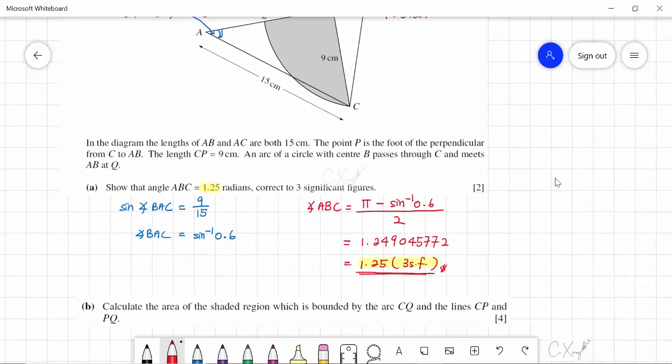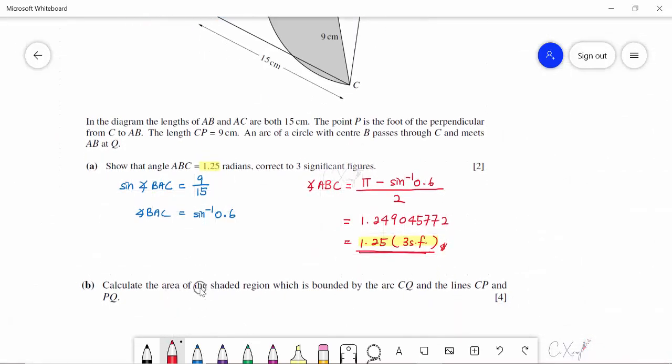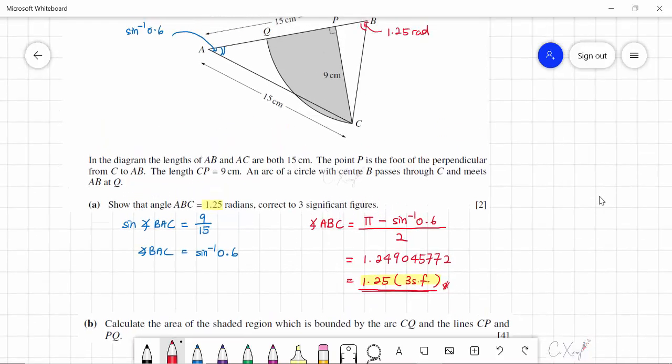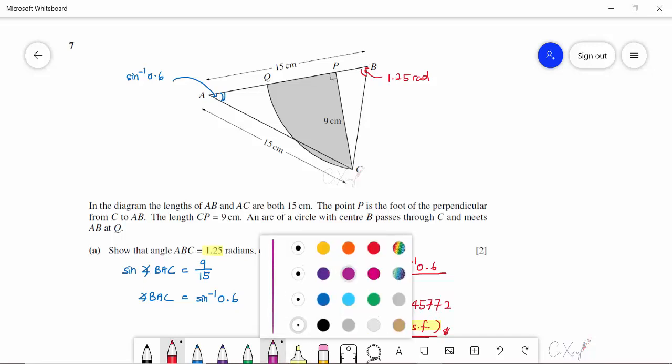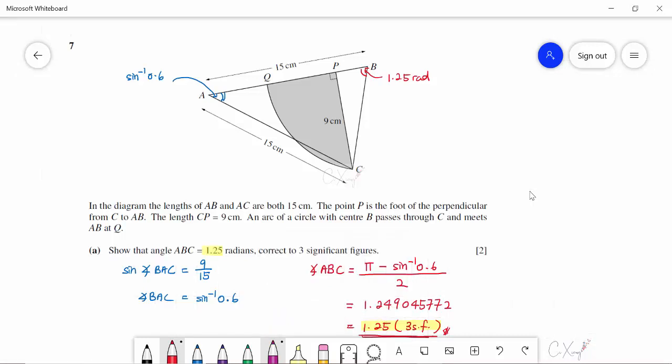For part B, they want us to calculate the area of the shaded region, which is bounded by the arc CQ and the lines CP and PQ. If you have a look at the shaded region, generally what we can do is try to write out the steps. Before that, the area of the shaded region.